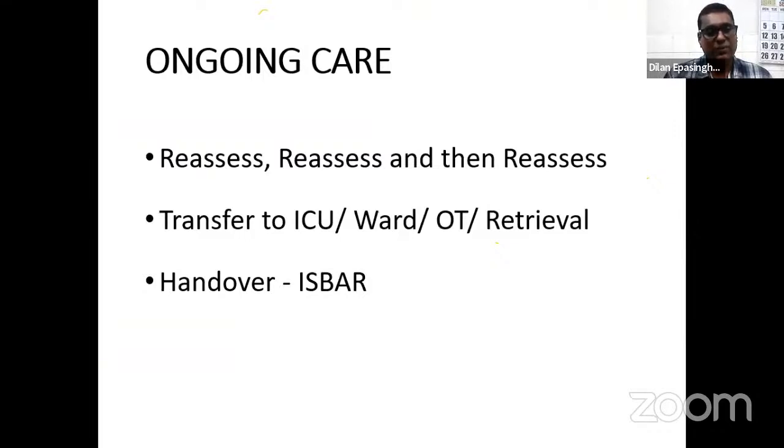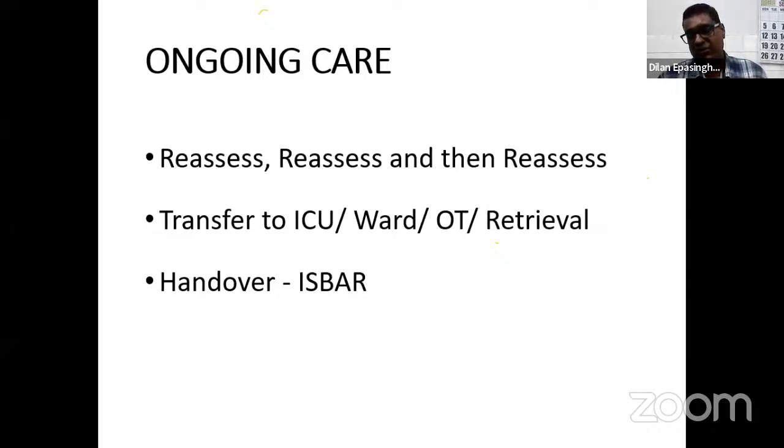Ongoing care is very important. Reassess, and then assess again. Reassessment is very, very important. Don't do it haphazardly. Start with airway, breathing, circulation, disability. Disposition wise, you have to transfer the patient to ICU, the ward, or sometimes maybe the operation theater. Now you have to retrieve the patient. These are very important things.